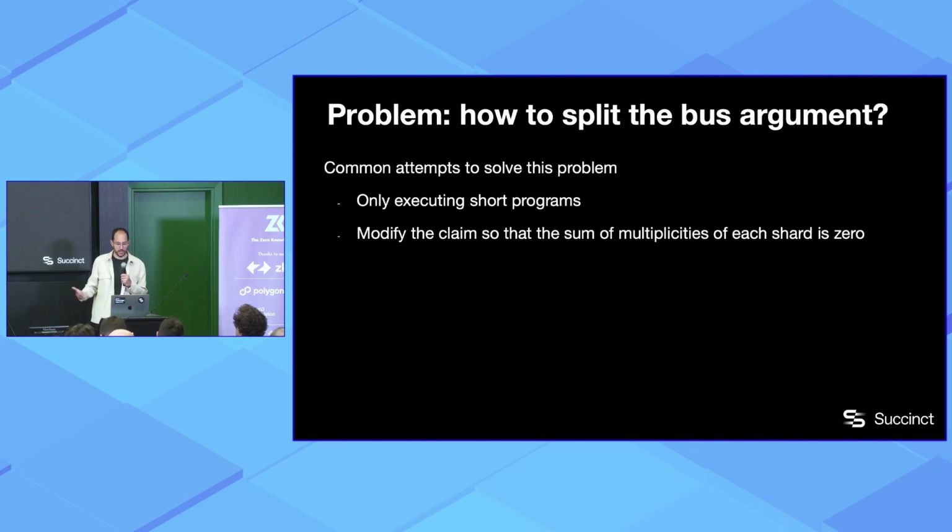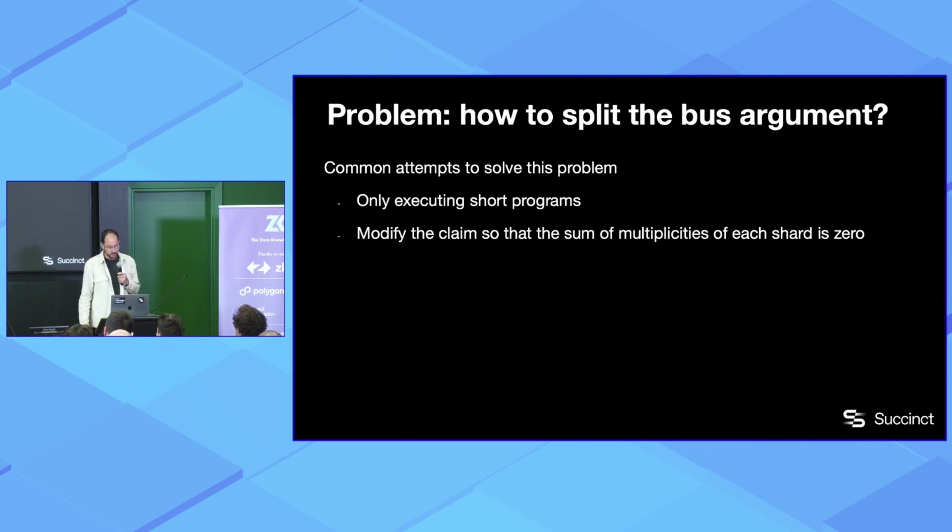So really the problem is how to split the bus argument. And how would you do it? The common solution is usually to make your transaction, or your atomic unit of execution, small enough that you can just stop the program and start a new program. You don't have to save any state. Another approach, which is what RISC-0 does, is to modify your claim so that there's really no interaction in lookups between the different shards. In RISC-0's design, they Merkleize some of the memory, so they commit to the memory state between continuations.